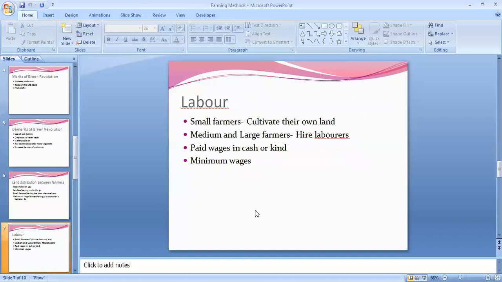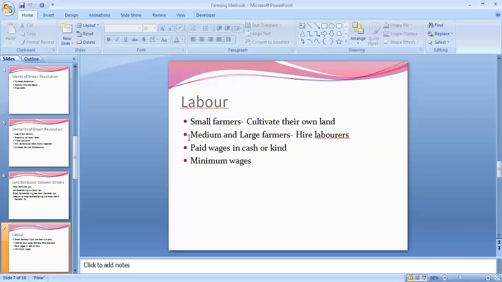Now we are discussing the second factor of production, that is labor. There are laborers who will do the work. Among the small farmers, they don't hire labor. Small farmers along with their families cultivate their own land. They cultivate their own land with their family members. They don't hire labor.